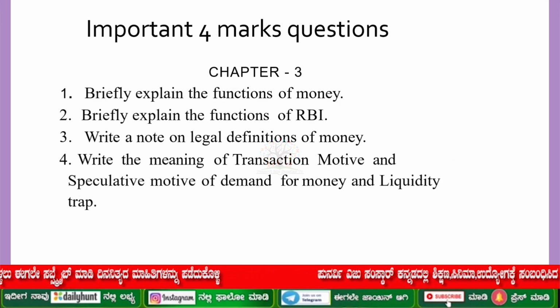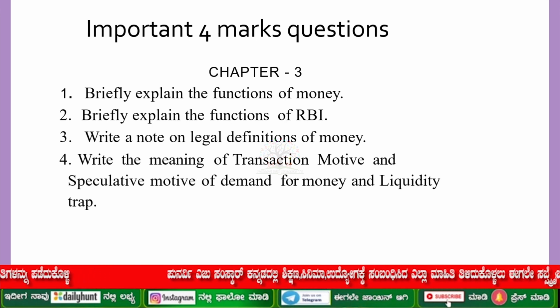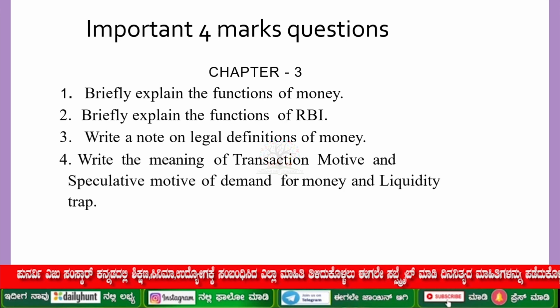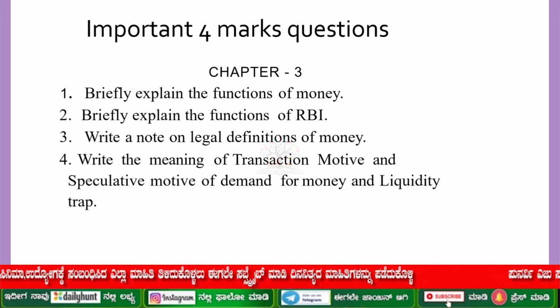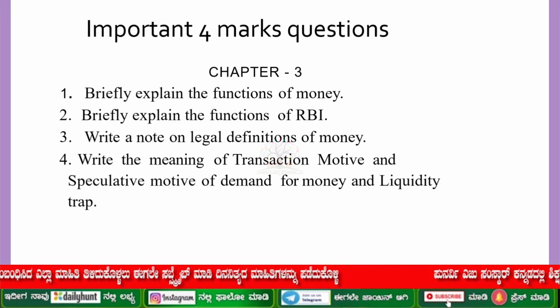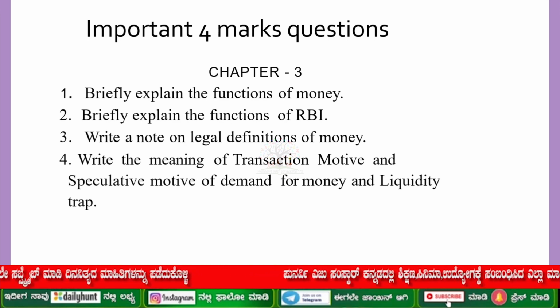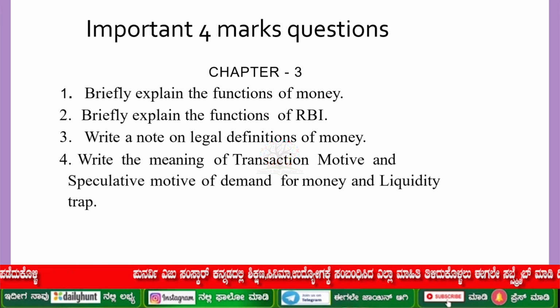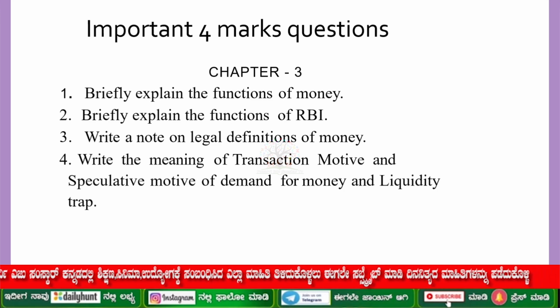Macroeconomics 3rd chapter, that is money and banking. Dear students, from this chapter you can expect one 4 mark question. Okay, there are 4 important questions: explain the functions of money, explain the functions of RBI, legal definition of money, then meaning of transaction motive and speculative motive of demand for money and liquidity trap.